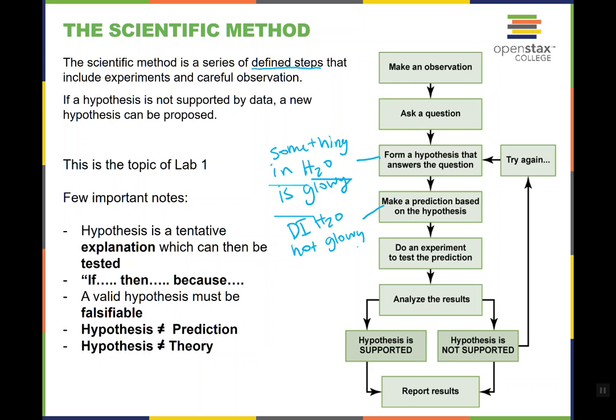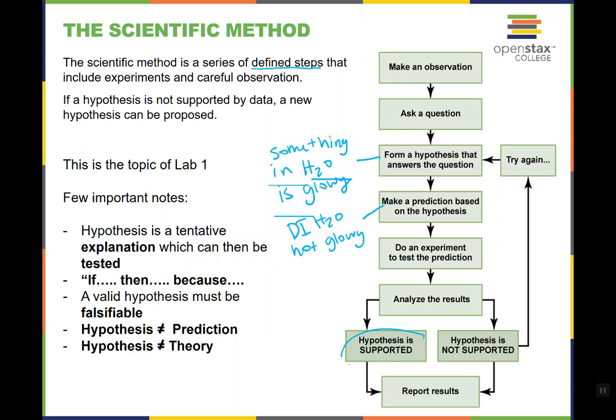Not glowy, because nothing is in there to make it glow. It's only water molecules. So to test this, I could gather some of the glowy seawater, and part of that seawater I could distill, and the rest of the seawater I would leave alone. And then I would hit them and compare and see which one glowed and which one didn't. So if distilling the water took away its glowiness, that would mean my hypothesis was supported.